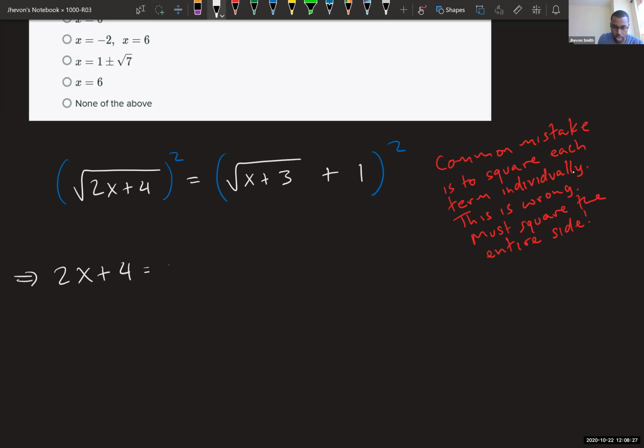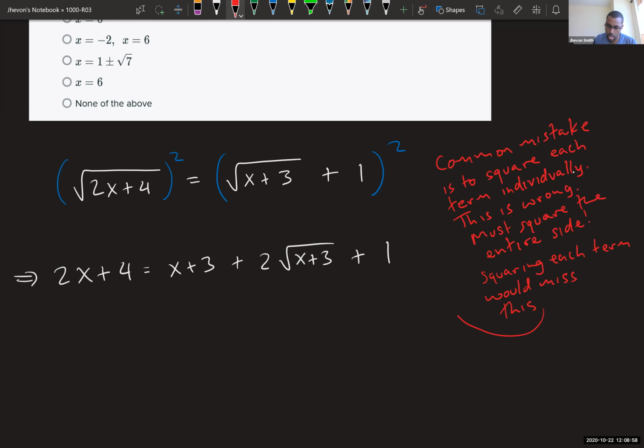Here, I'm going to square the first term, and I'm going to get 2 times the first term times the second term plus the square of the last term. Now, if you square it individually, you would not have gotten that. You would have missed the middle term. Squaring each term would miss this guy. So that guy would have been missing if you squared each individual term. So that and that would throw the whole problem off.